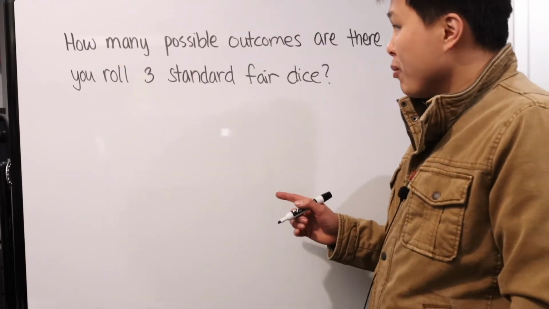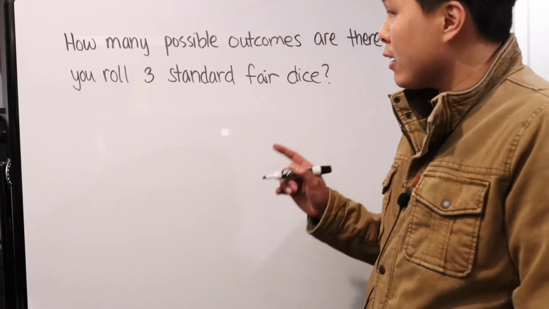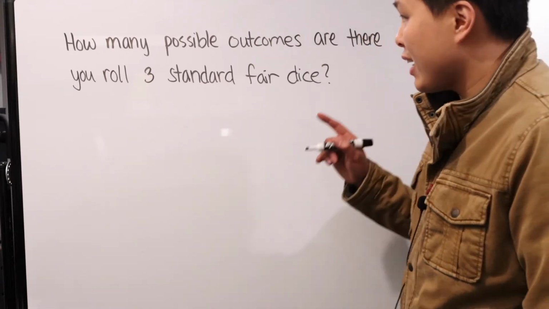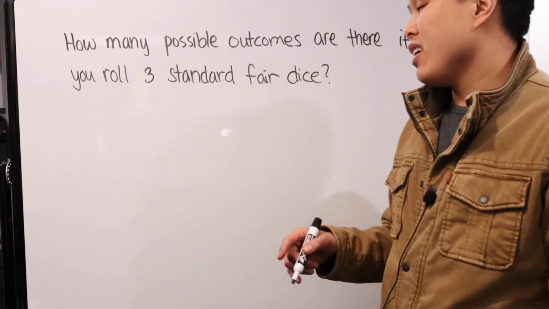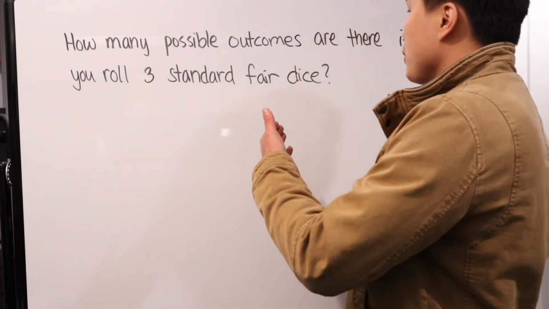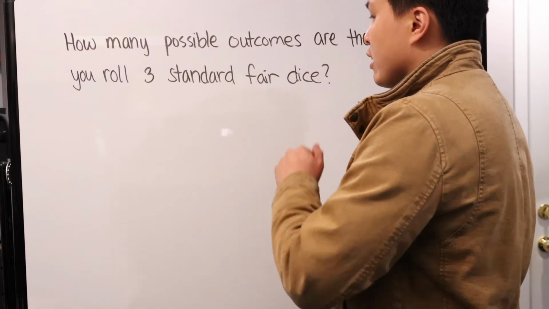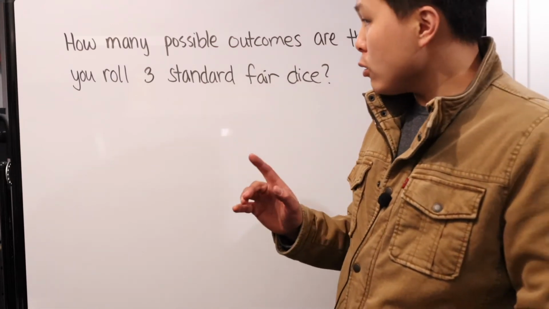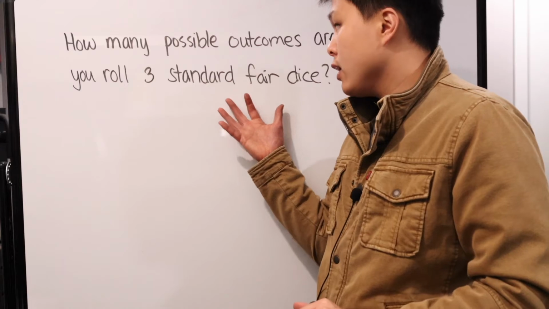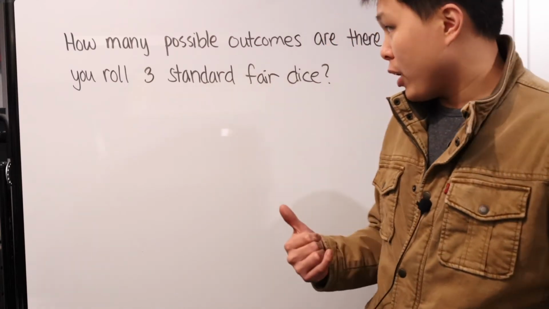Now, for this next problem, it's not difficult by any standards, but I did like the wording of it. I feel like it's something that you guys have to at least see once, because for some reason, they love writing a problem like this. So, how many possible outcomes are there if you roll 3 standard fair dice? Now, especially when you're talking about dice, this usually occurs, and that's why I want you guys to see it. The standard fair dice terminology.